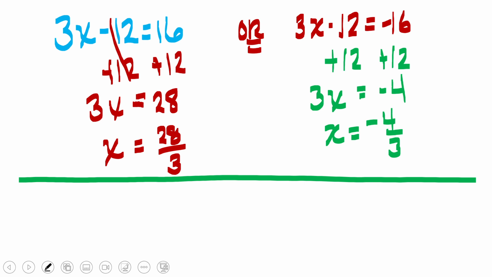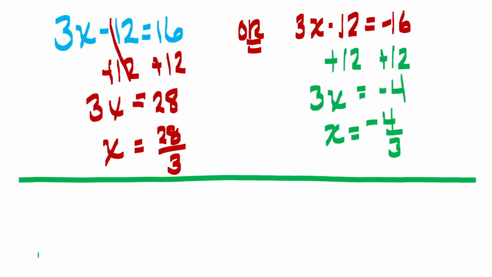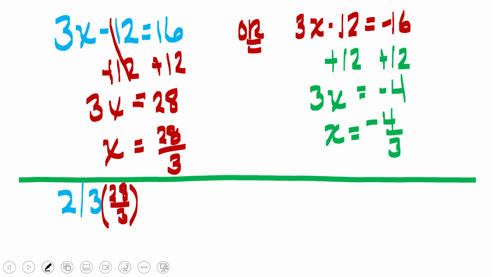Okay. So if we do that, we are going to go back to the 2 times the absolute value of 3x minus 12, minus 8, all equals 24. So we have 2 times the absolute value of 3 times the first x, 28 divided by 3, minus 12, minus 8, all equals 24. We just substituted 28 thirds into the original equation given. We're going to solve for this.